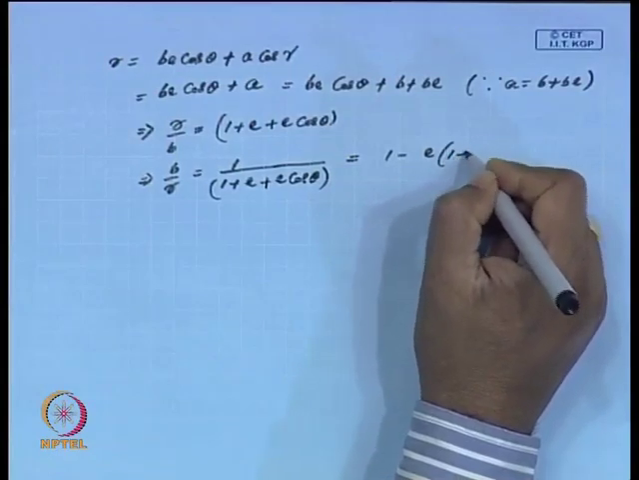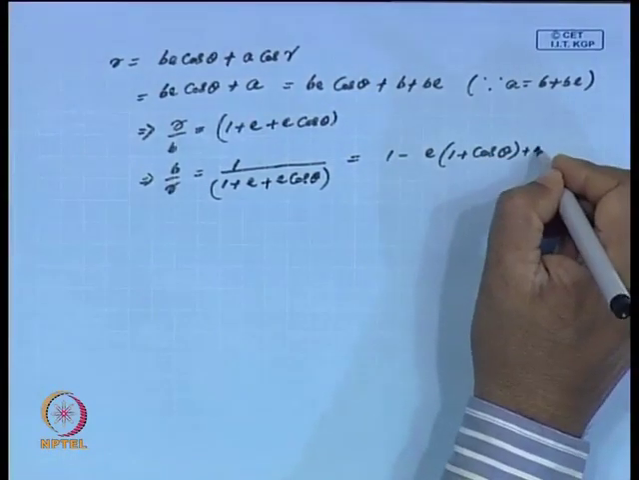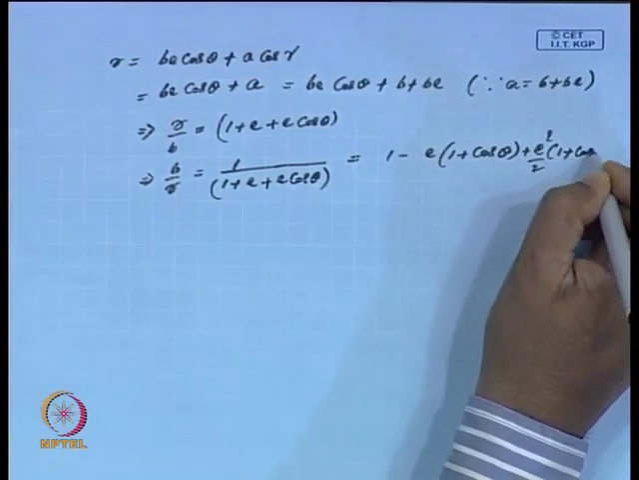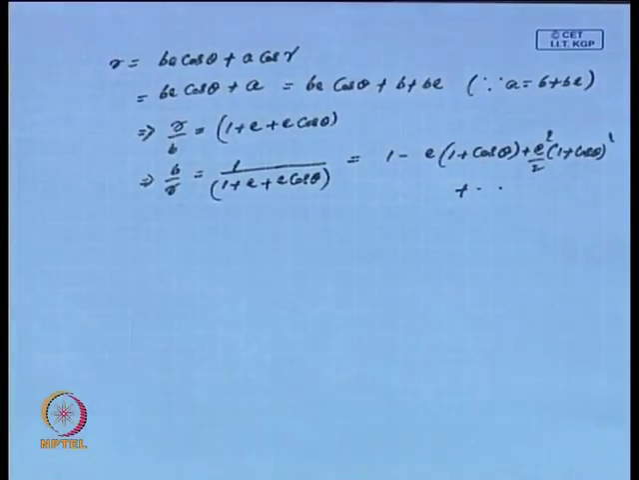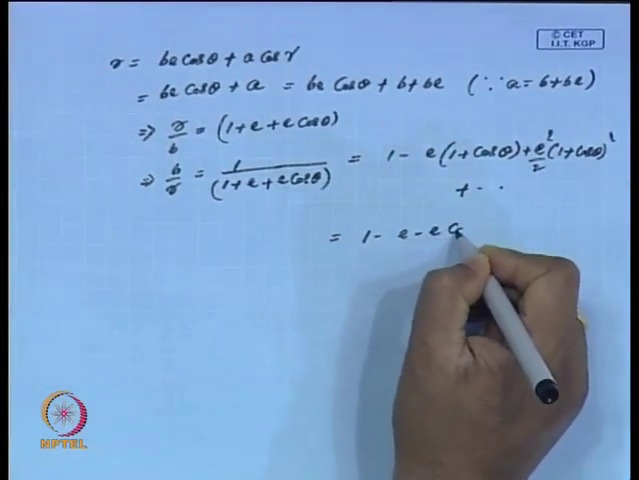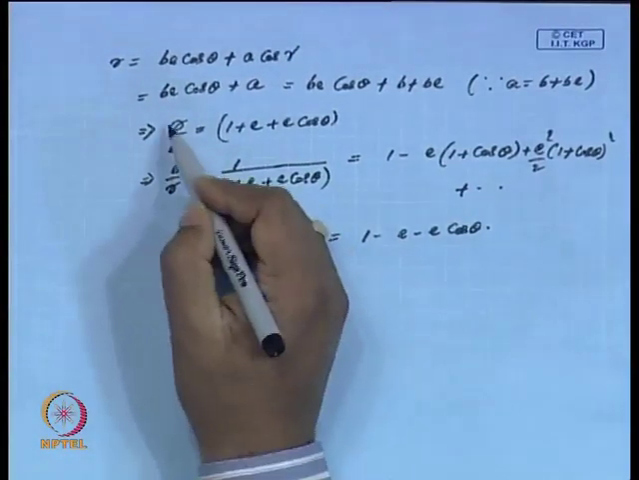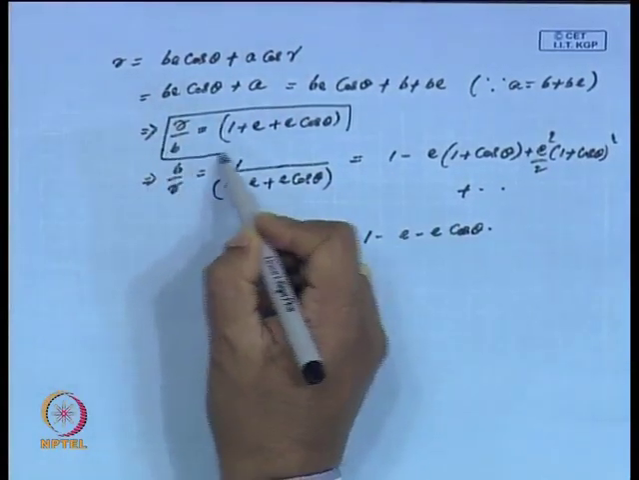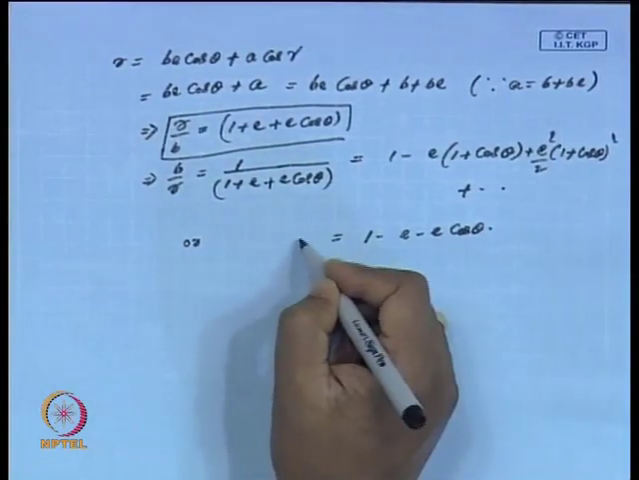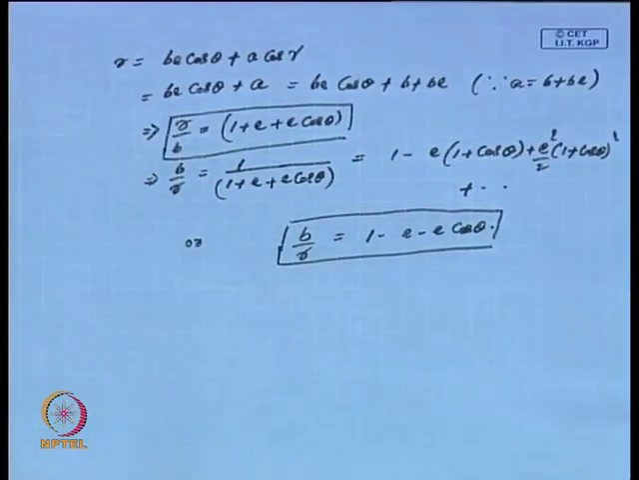E cos theta plus E square by 2 cos theta square plus higher powers. Because E is a fraction, E square will be negligibly small. So this will give me 1 minus E cos theta. So the ratio R by B is 1 plus E cos theta, that is one relation, and another relation is B by R is 1 minus E cos theta. Now with this understanding about R by B and B by R, I will proceed a little further.